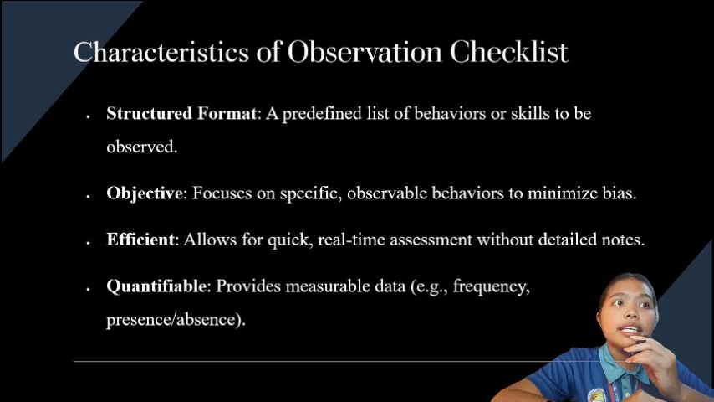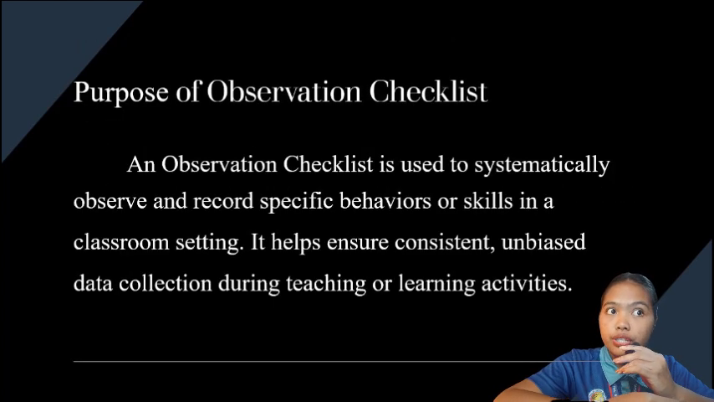So first is systematic observation, which helps track specific behaviors in an organized way, which ensures consistency in how the behaviors of the students are recorded by the teachers or the observer. Second is record data, which keeps track of how often or when certain behaviors happen, which makes it easier to spot patterns or areas needing attention.